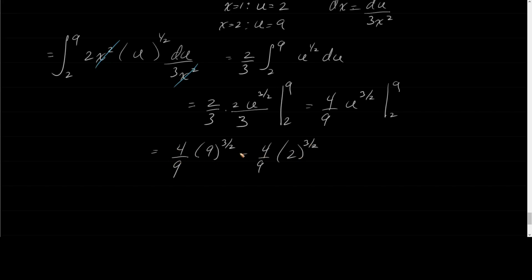Notice here that we have 4/9 on both of these. So if we really wanted to, we could factor that out and write it this way, right? 9 to the 3/2 minus 2 to the 3/2. And at this point, what do we get? We get 4/9 times 9 to the 3/2. Well, 9 to the 1/2 is 3, and 3 to the third is 27, minus 2 to the 3/2. Well, 2 to the 1/2 is the square root of 2, and that to the third, this isn't really reduced nicely, but we can write it as 2 radical 2.